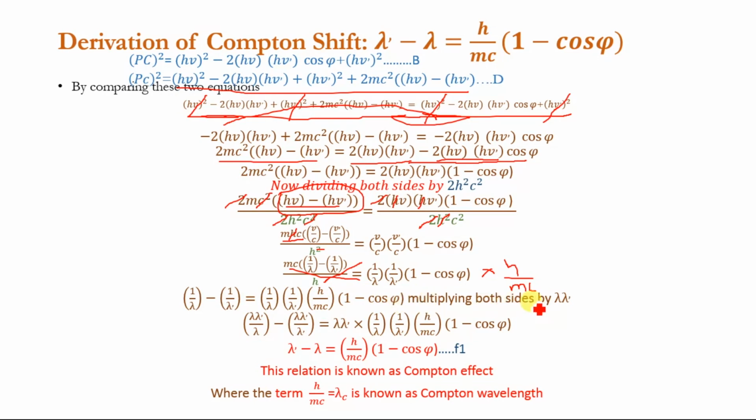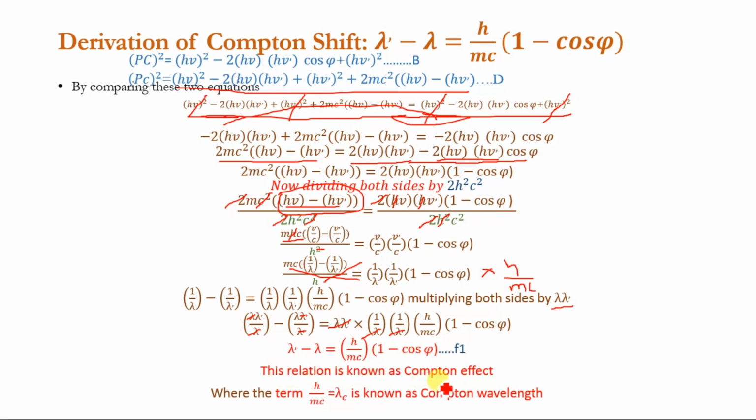Now we are going to multiply both the sides by λ′. By multiplying this side by λ′, this will become λ′/λ. Lambda will cancel with this one, and by multiplying this 1/λ′ with λ′, this λ′ will cancel, and the remaining term is λ. What we get: λ′ − λ is equal to h/mc into (1 − cos φ).